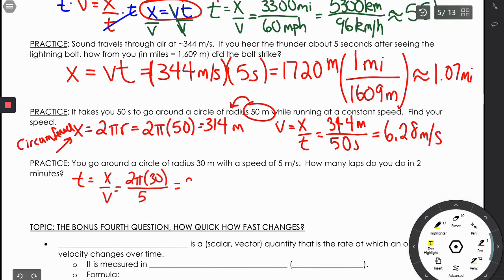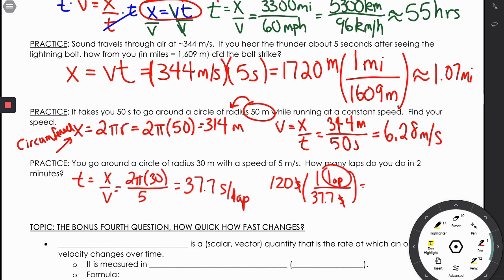So that tells us it's 37.7 seconds per lap. But we want to know how many laps in 2 minutes, so we're going to do 120 seconds. Again, we make this look like a conversion factor: 37.7 seconds for 1 lap. If I do my canceling, the only thing left is laps. Laps to us is technically a conversion. So it's going to be right about 3.18 laps in 2 minutes.